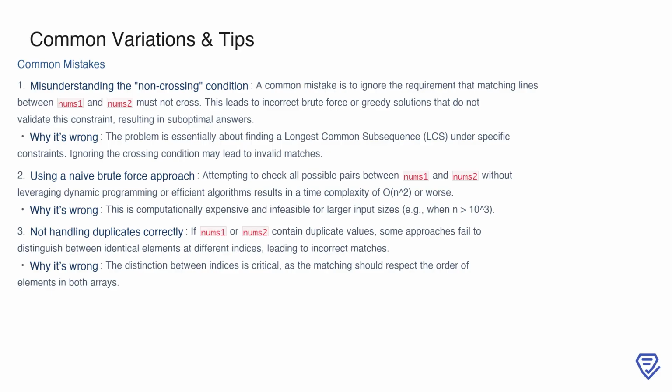Another frequent pitfall is relying on naive brute force methods. While it might seem intuitive to try all possible pairs between the two arrays, this quickly becomes computationally expensive, especially for larger input sizes. A brute force approach with a time complexity of O(n²) or more is rarely practical. Lastly, failing to handle duplicates correctly can lead to subtle errors. For example, if both arrays contain repeated values, it's crucial to distinguish between identical elements at different indices to ensure the solution respects the order of elements in each array. Neglecting this can result in mismatches that violate the problem's constraints.